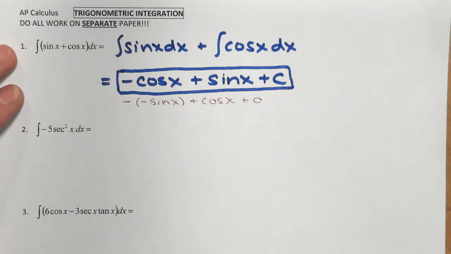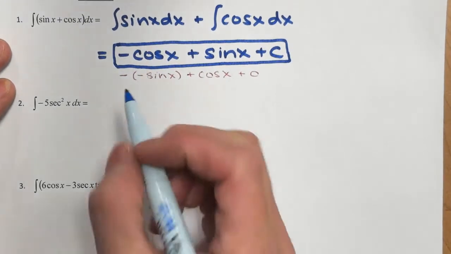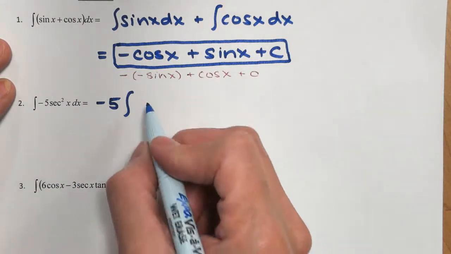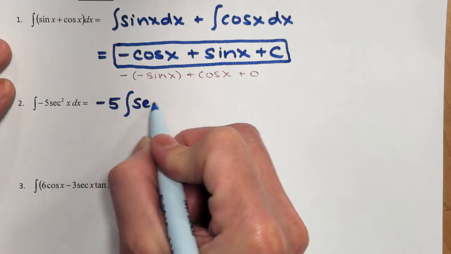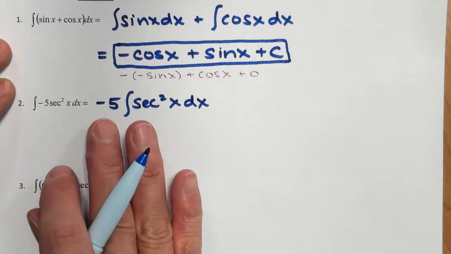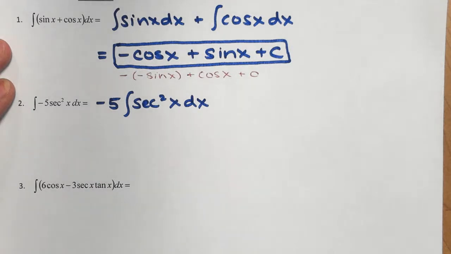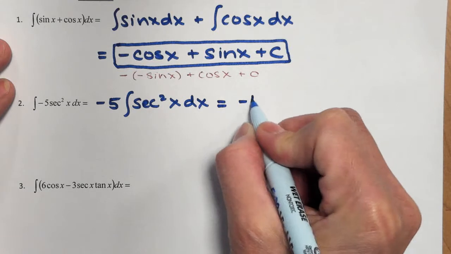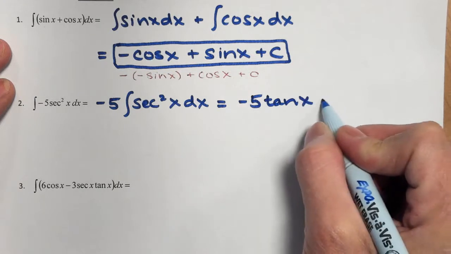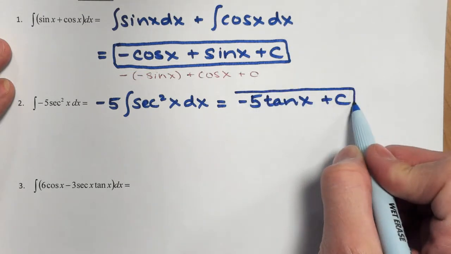All right. Number 2, negative 5 secant squared x. So just another reminder, no need to rewrite this, but you can pull any scalar or a constant multiplier out of an integral. So that's just going to be negative 5 times the integral of secant squared x dx. Whatever my integral answer is for secant squared x dx, I'm just going to multiply it by negative 5. So this is going to be negative 5, and secant squared is the derivative of tangent x. So this is my final answer.